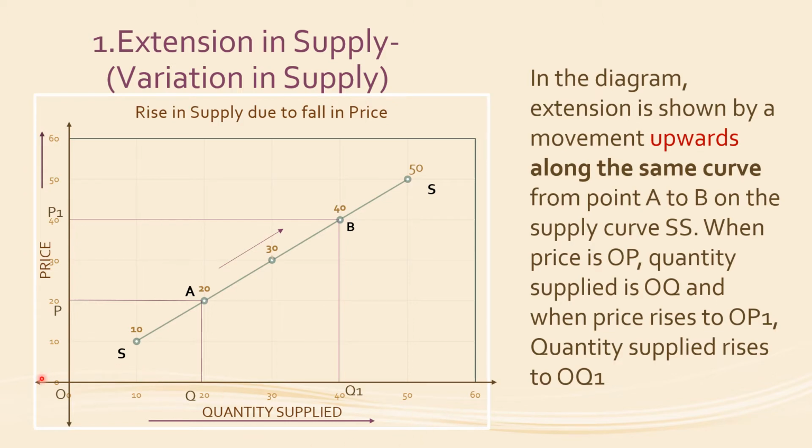Let's just consider that we're talking here about the quantity supplied of ice creams. Say initially the price of ice creams is OP or 20 rupees. And the quantity supplied at that price is 20 units. Consider that the price rises from OP to OP1 and the price at OP1 is 40 rupees. At this new price, the quantity supplied is 40 units. So we see we have moved from point A to point B upwards from left to right along the supply curve SS. This rise in quantity supplied due to a rise in price only, other factors remaining the same, is called as extension in supply.